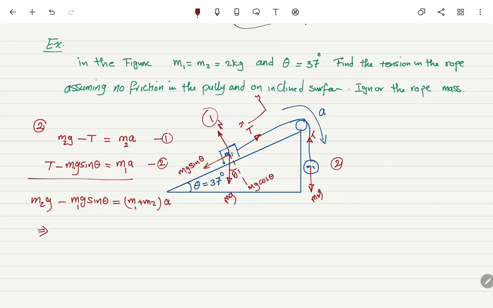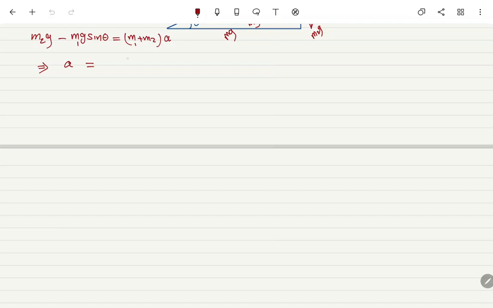In this case, acceleration equal to m2g minus m1g sine theta divided by m1 plus m2.